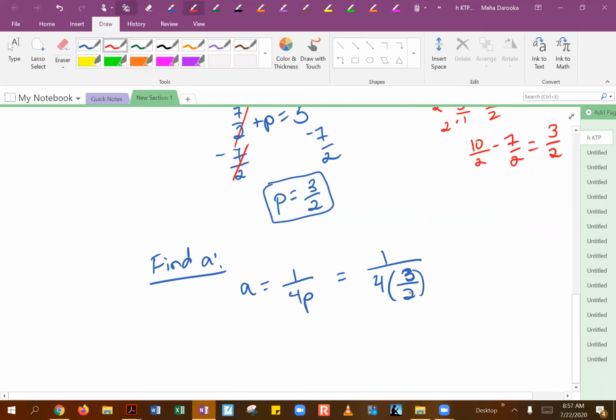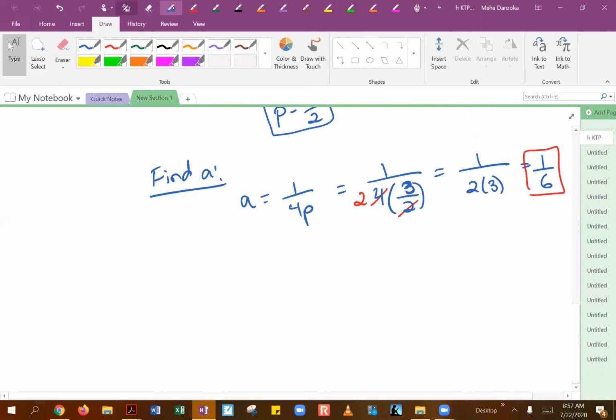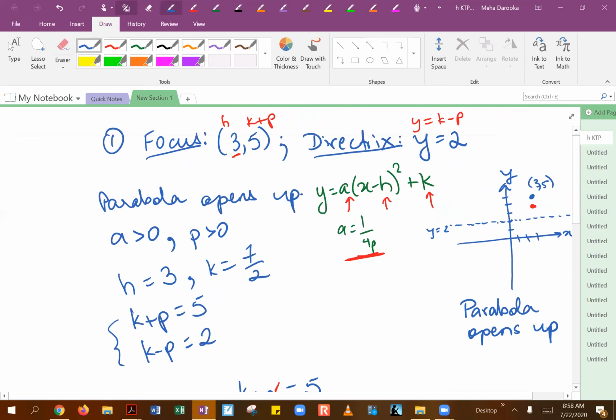Since you do have that 2 in the denominator, this 2 can cancel out the 4 over here. So 2 would go into 4 2 times, and you would end up with 2 times 3 in the denominator, which would of course come out to be 1/6. So your a value is going to be 1/6. So let's see. We've got a equals 1/6. We've got h equals 3 from our focus.